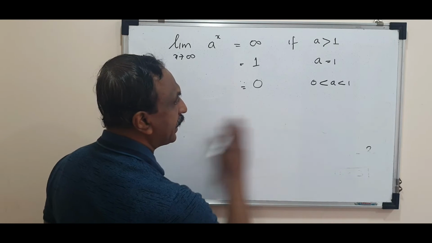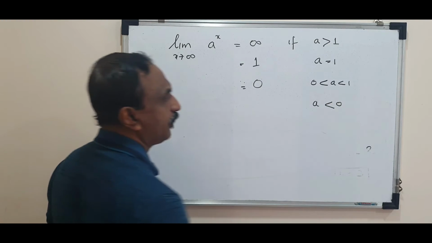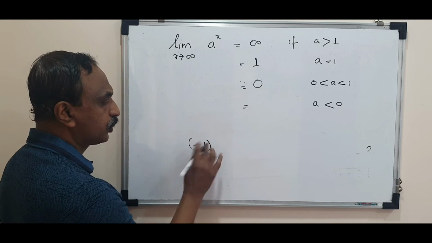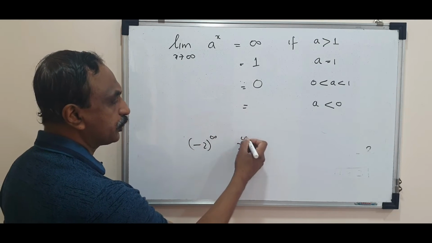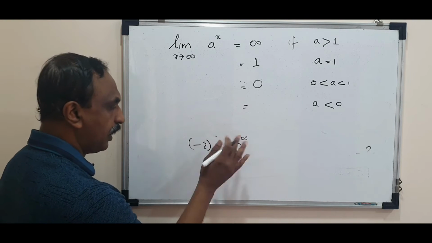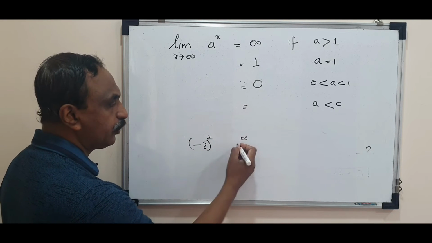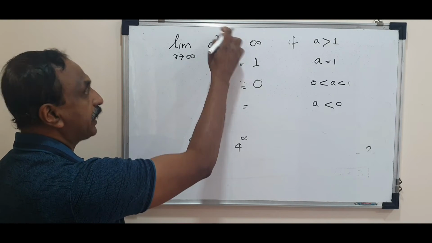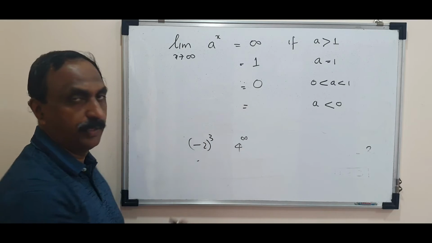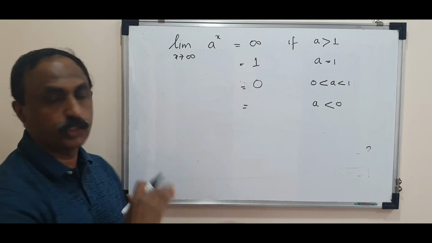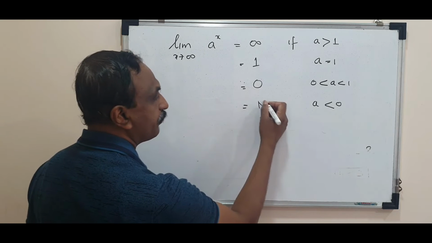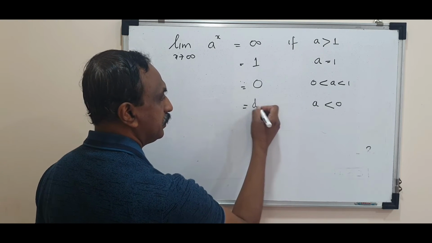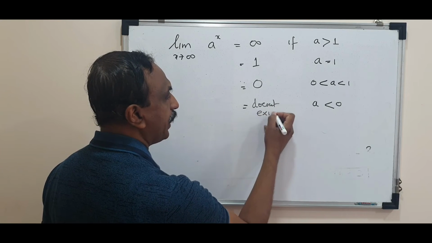Now, if a becomes negative, if a is less than 0, it will oscillate because it depends on negative 2 raised to infinity versus positive 2 raised to infinity. Suppose you have a square here, this will turn to 4 raised to infinity. If x became a negative number, then it will become a negative number. So it will oscillate. Therefore, it is not defined, it does not exist. That means you cannot find the limit.